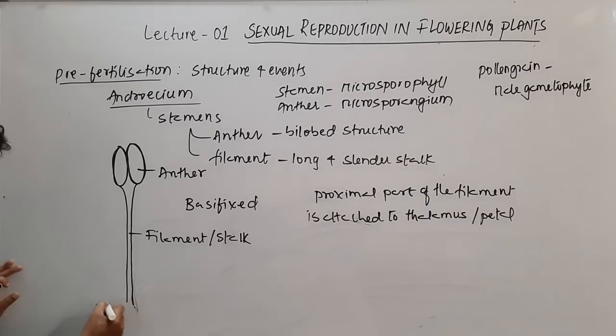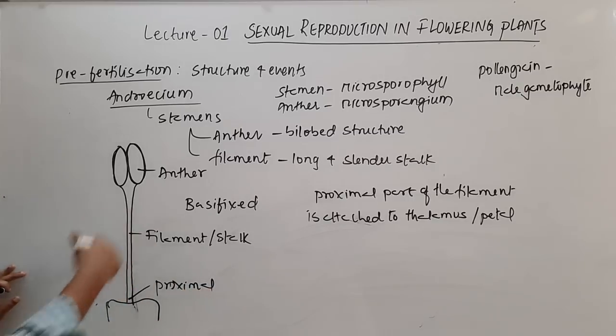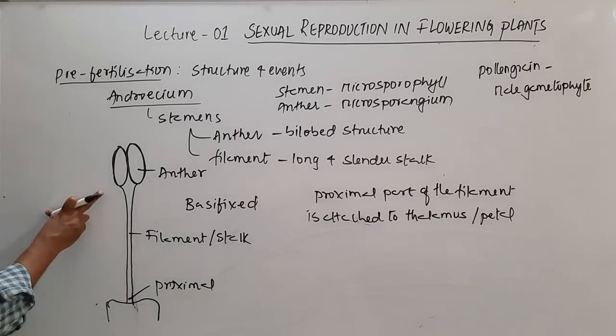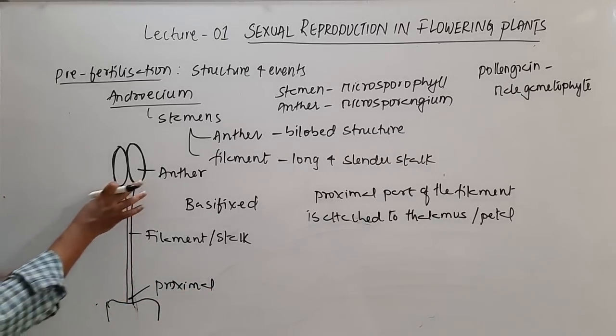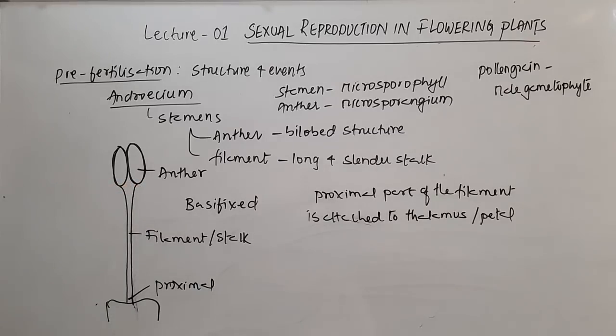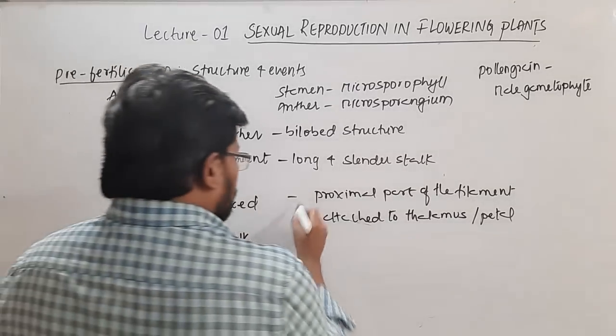So here in this case I'm just drawing to show that it is present on the thalamus, the proximal part. So this is the proximal part of the filament, and when we see the distal part of the filament, it is seen attached to the anther, right?